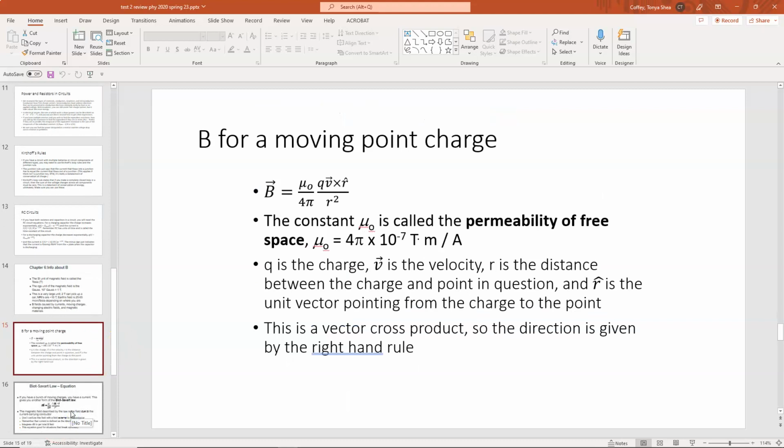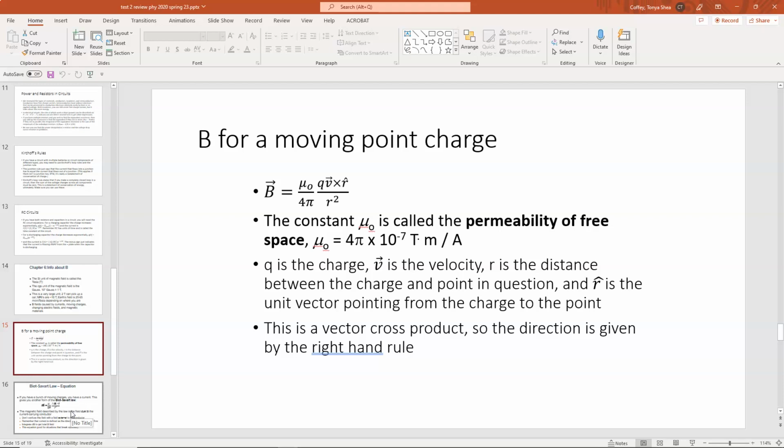So we had a couple of equations for finding the magnetic field created by different sources. First of all, if you just have one moving charge, then the magnetic field for that moving charge is given by the Biot-Savart law, which is equal to mu naught over 4 pi times QV cross R hat over R squared. Here mu naught is the permeability of free space, a fundamental constant of nature, 4 pi times 10 to the minus 7 in SI units.